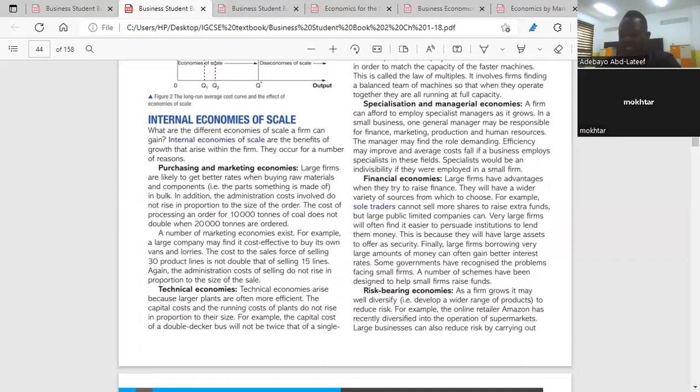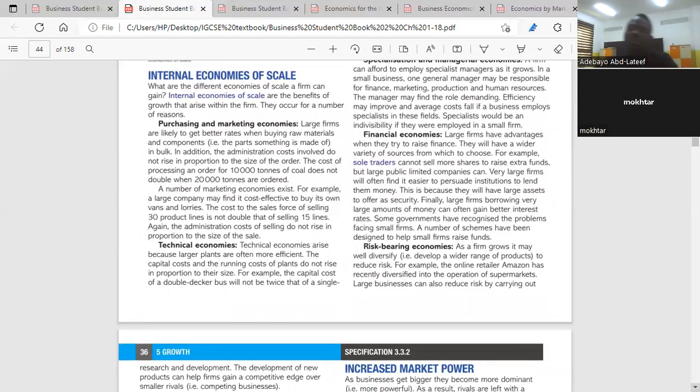Yeah. So it means because of your expansion, you are able to buy large quantities at a reduced price. Two, we have technical economies of scale. When you talk about technical economies of scale, this implies that this occurs as a result of buying larger plants, which brings efficiency. Because your business is expanding, as a result of that, you are able to buy larger plants, you are able to buy large equipment or machinery. And when you are able to buy large equipment or machinery, what happens? You become more efficient in your production.